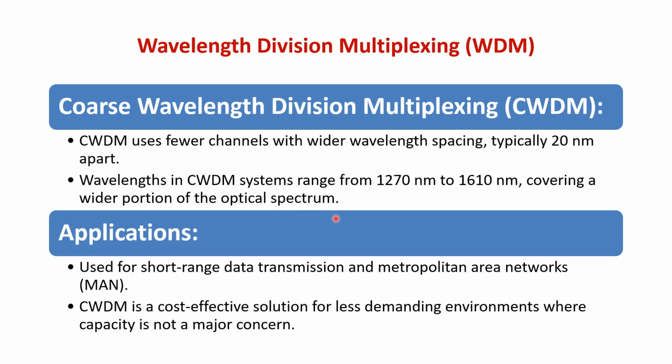CWDM operates over a broad wavelength range, typically from 1270 nanometers to 1610 nanometers. CWDM is used for short distance data transmission, typically in metropolitan area networks and campus networks where high capacity is not a primary concern. It is commonly used in enterprises that require moderate capacity at a lower cost, such as connecting different offices within a city.